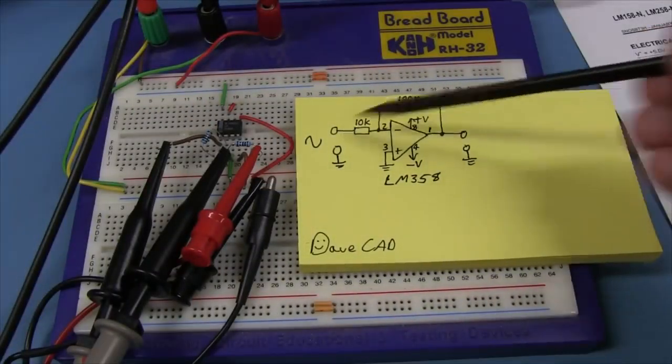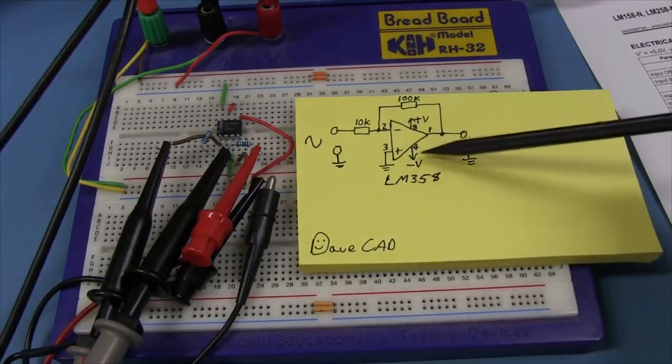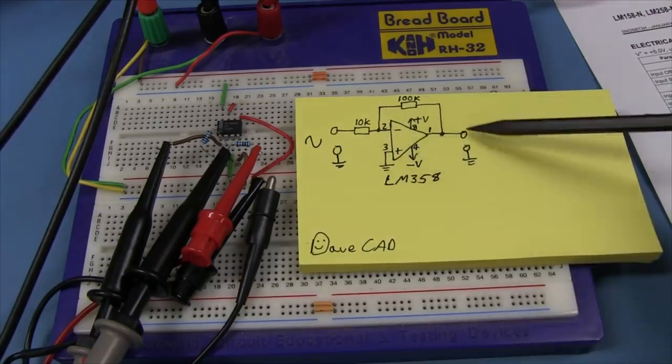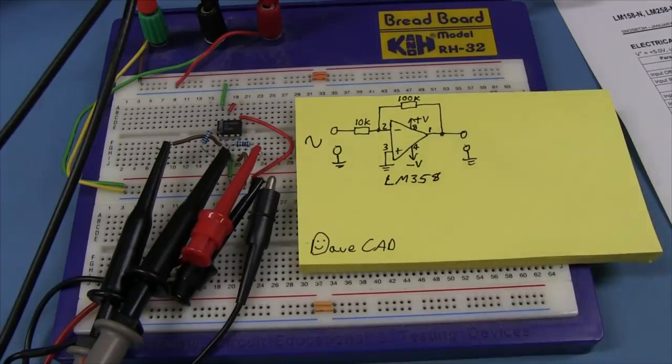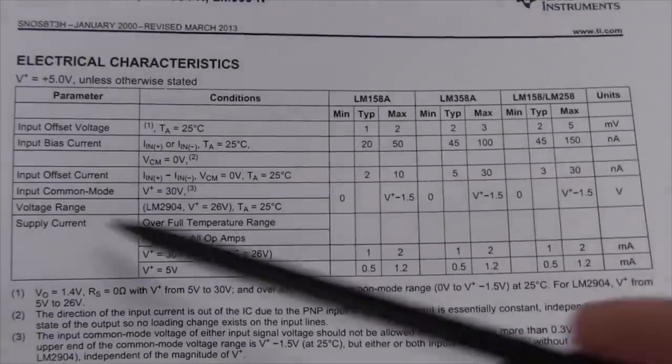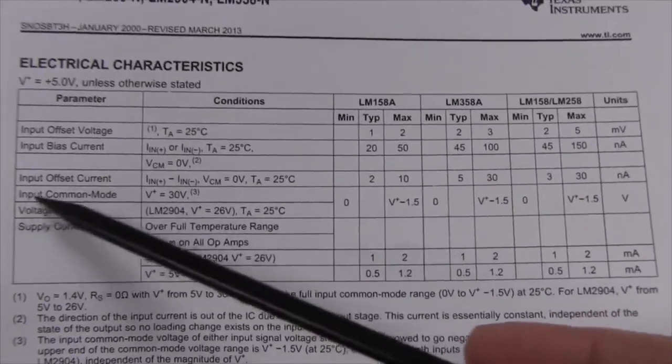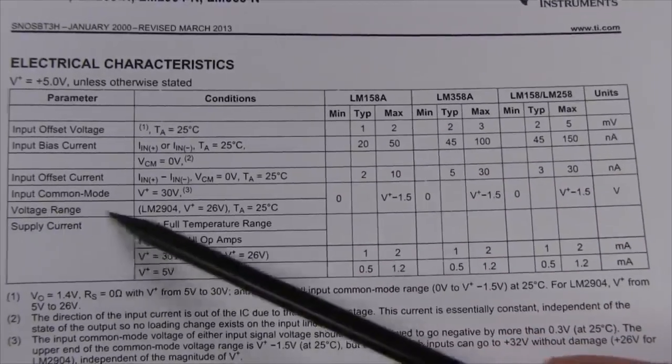This input here will allow us to sense all the way down to the negative rail, and also the output will go all the way down to the negative rail. And I'll demonstrate. But what we've got to look at here is a couple of things on the data sheet: our input common mode range and our voltage range here.